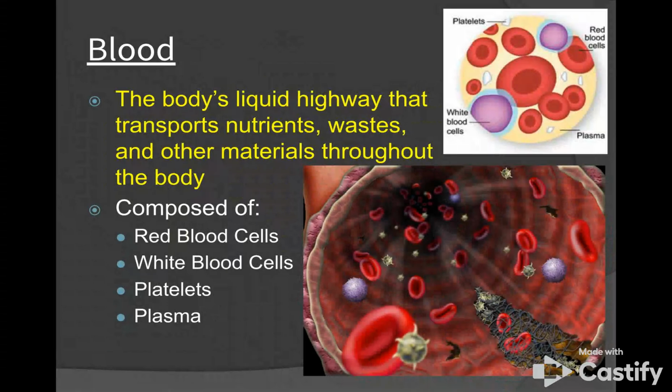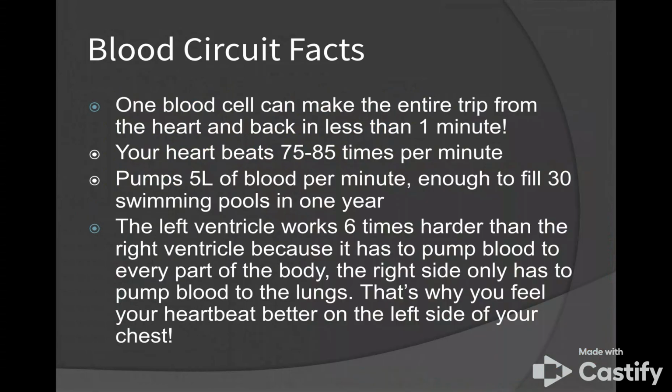All right, on to blood. The blood basically carries everything around. So the heart pumps the blood, but the blood actually carries it. So it's the liquid highway, carries all of our nutrients, our waste, and other things throughout the body. We have red blood cells, we have white blood cells, and we have platelets and plasma. One blood cell can make the entire trip from your heart and back in less than 1 minute.